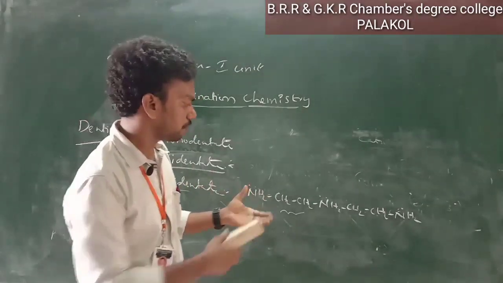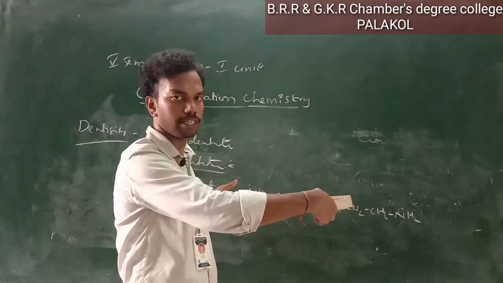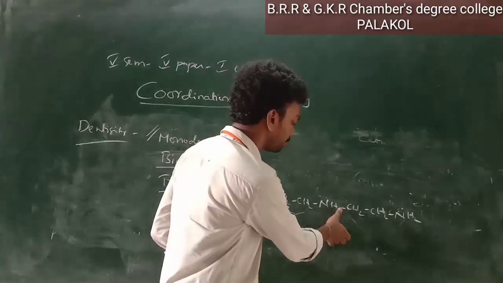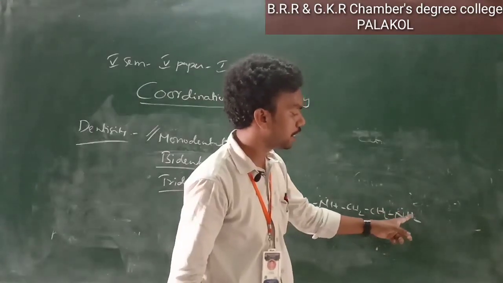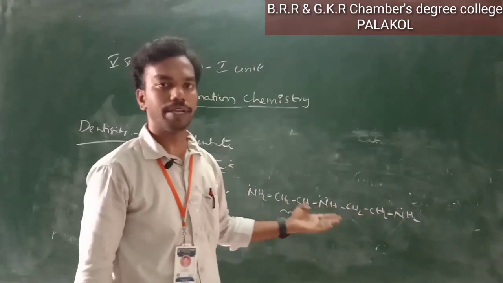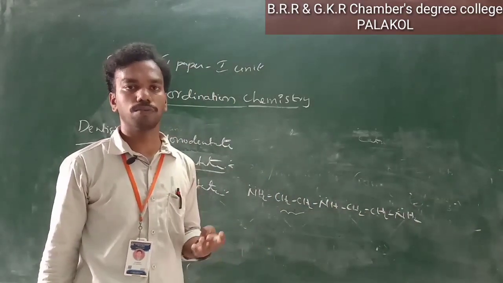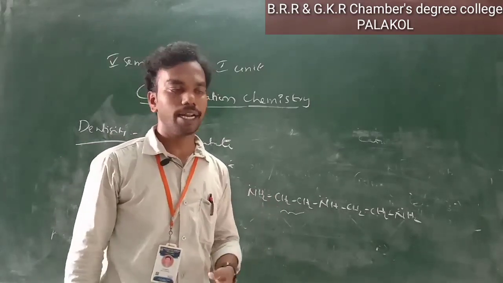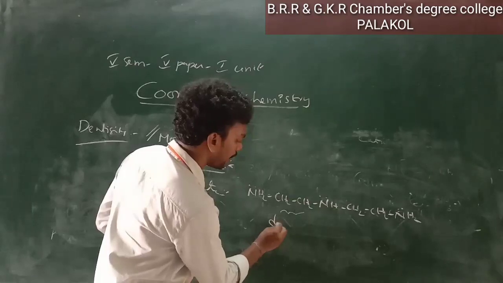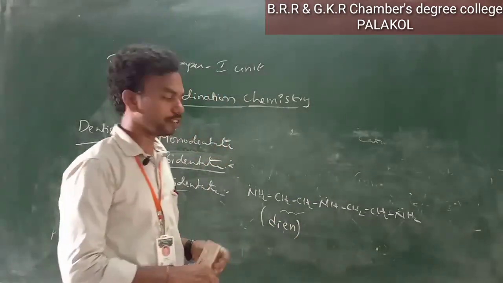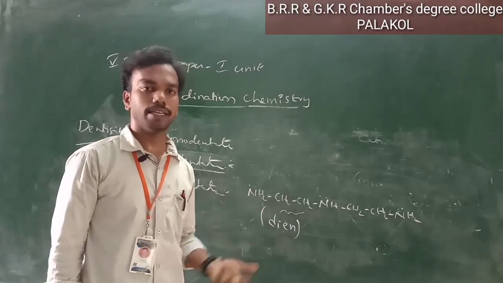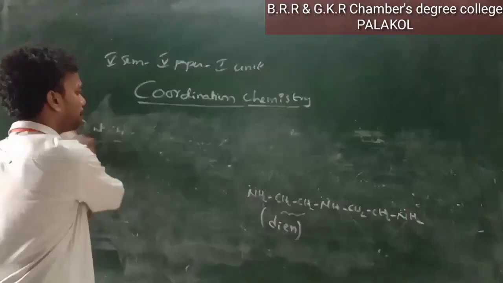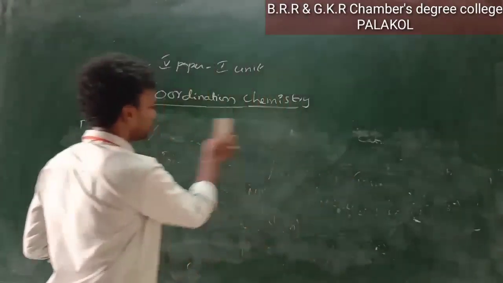For tetradentate, if you extend this chain, you get a tetradentate ligand. That means NH2, CH2, CH2, NH, CH2, CH2, NH, CH2, CH2, NH2. There you have four nitrogens, so four lone pairs of electrons. They donate four lone pairs of electrons to the central atom. That is a tetradentate ligand. So this is diene, an example for tridentate, and tetradentate is triene, right? So this is the classification of ligands based upon the number of donor sites, right?